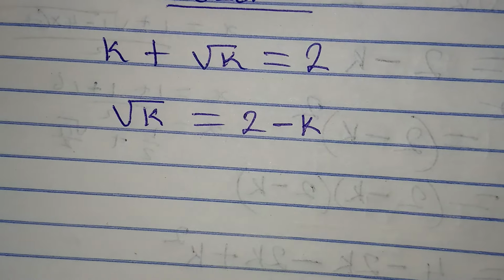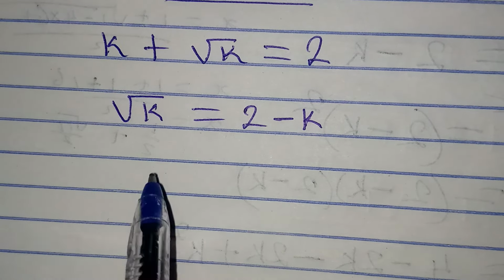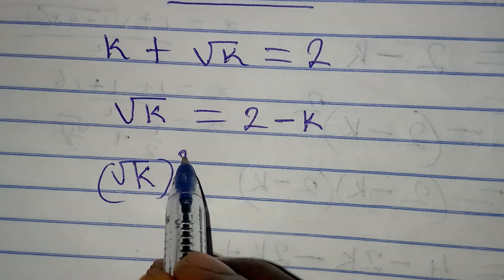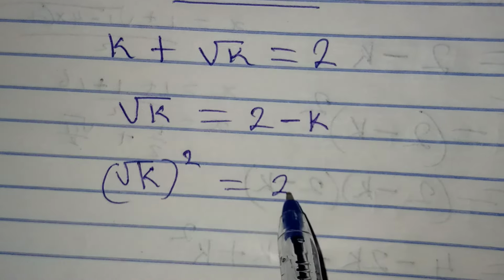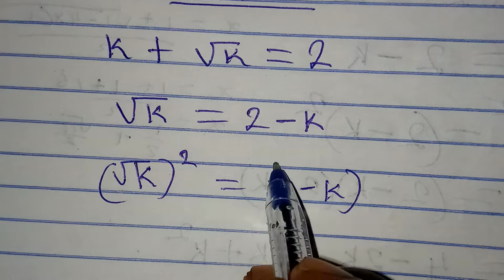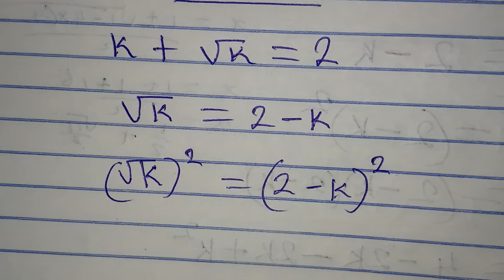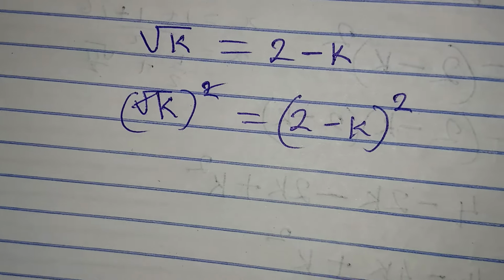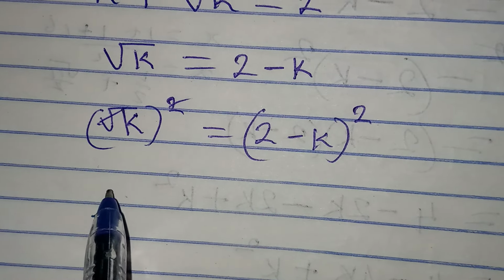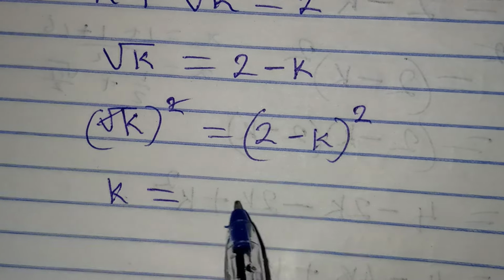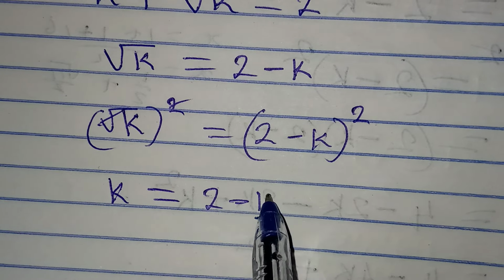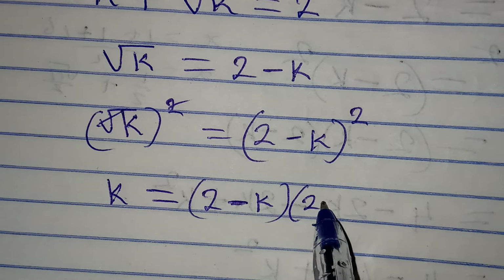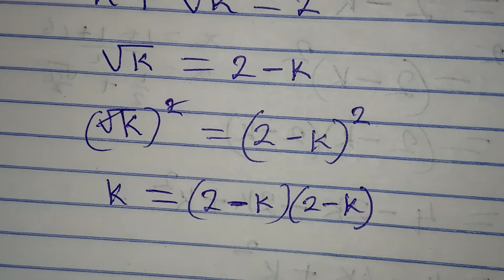The next step is to remove the square root, and we do that by squaring both sides, and this will be (2 minus k) squared. Now square root and square cancel each other, so that k will be equal to 2 minus k, into brackets, 2 minus k.